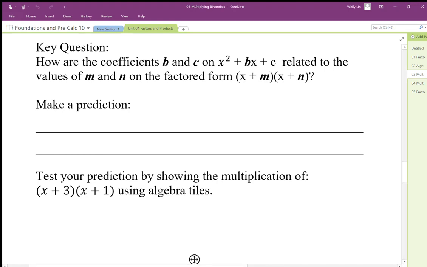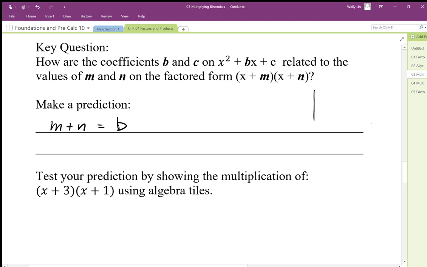When we multiply out these binomial brackets, x plus m, x plus n, how does it affect the b and c values in the quadratic? Bear in mind that this middle term bx is going to come from two parts along the diagonal. So the prediction that we should make is that m plus n should be equal to the b value.